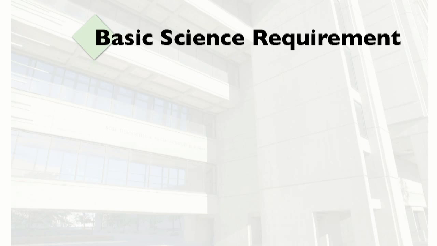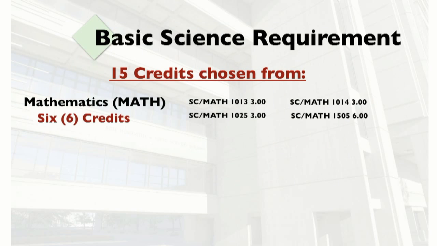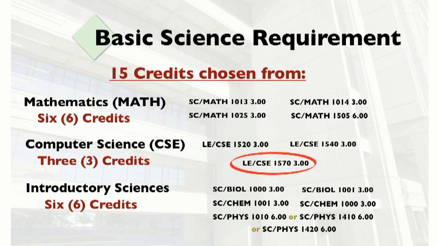For the basic science requirements, students are required to choose a minimum of 15 credits from the following: 6 credits in mathematics, selected from the following; 3 credits in computer science, selected from the following courses. Please note that CSC 1570 is recommended for psych majors. Because it requires Math 1505 to be completed first, students typically take this course in their second year. Finally, you will need to take 6 credits of introductory science courses selected from the following list.